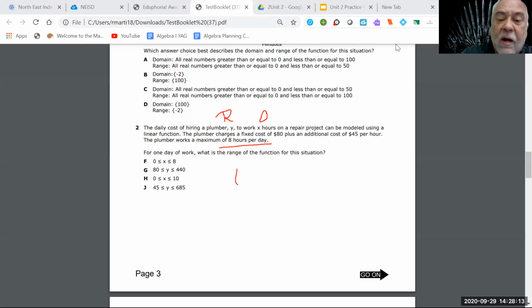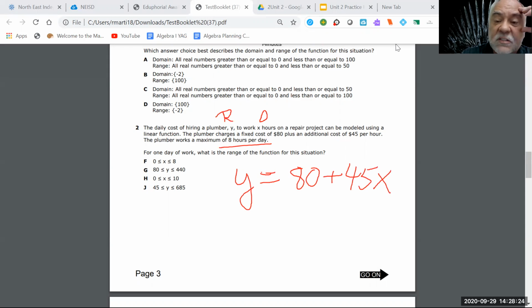So they're telling you Y is equal to a fixed cost, $80, plus $45 per hour. And X is the number of hours. Don't forget, X is the domain, the input, and Y is the range or the output. He can work a maximum of 8 hours, which means he can work 7, 6, 5, 4, 3, 2, 1, even 0.